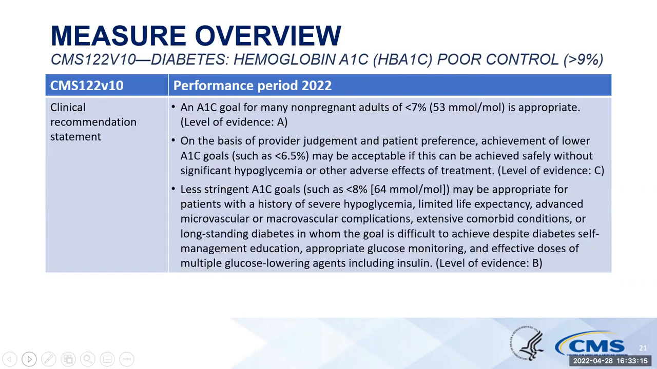The clinical recommendations for CMS 122 are based on the 2020 American Diabetes Association guidelines, and at a high level, recommends A1C goals based on non-pregnant adult patients, provider judgment, and patient preference.